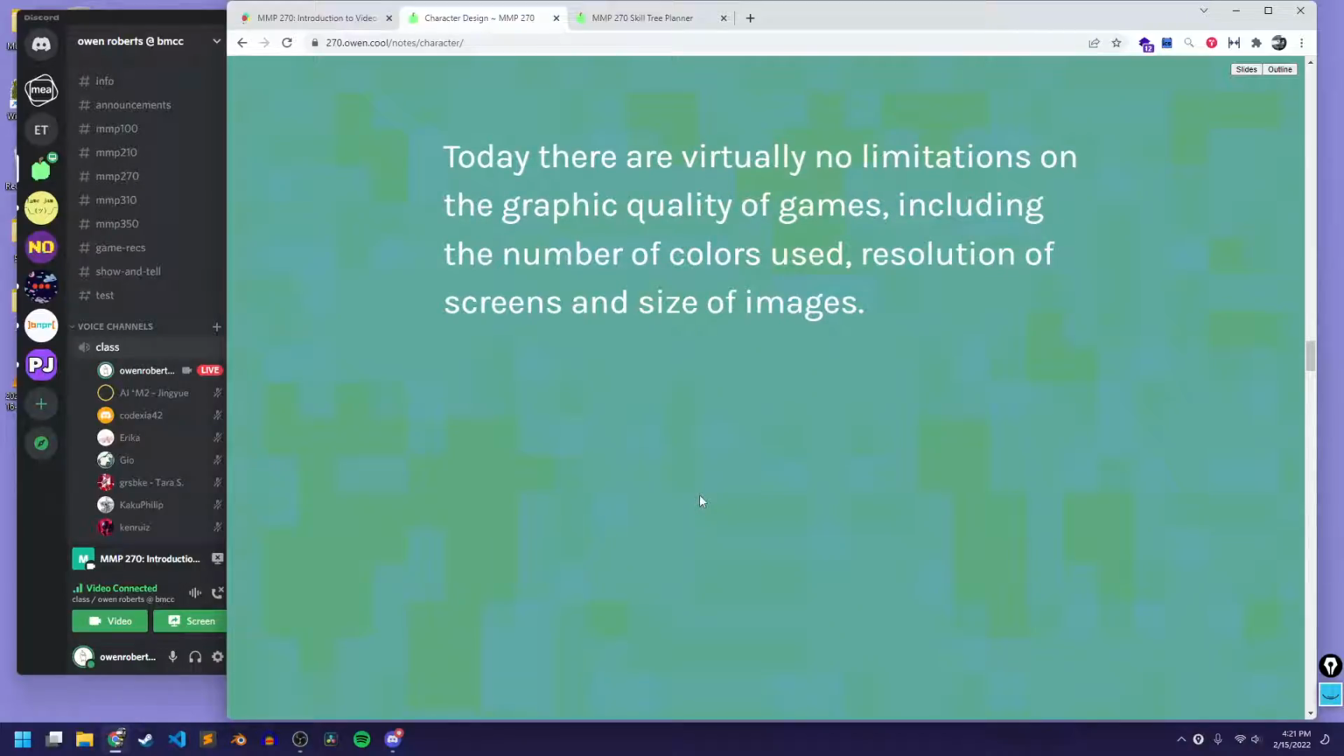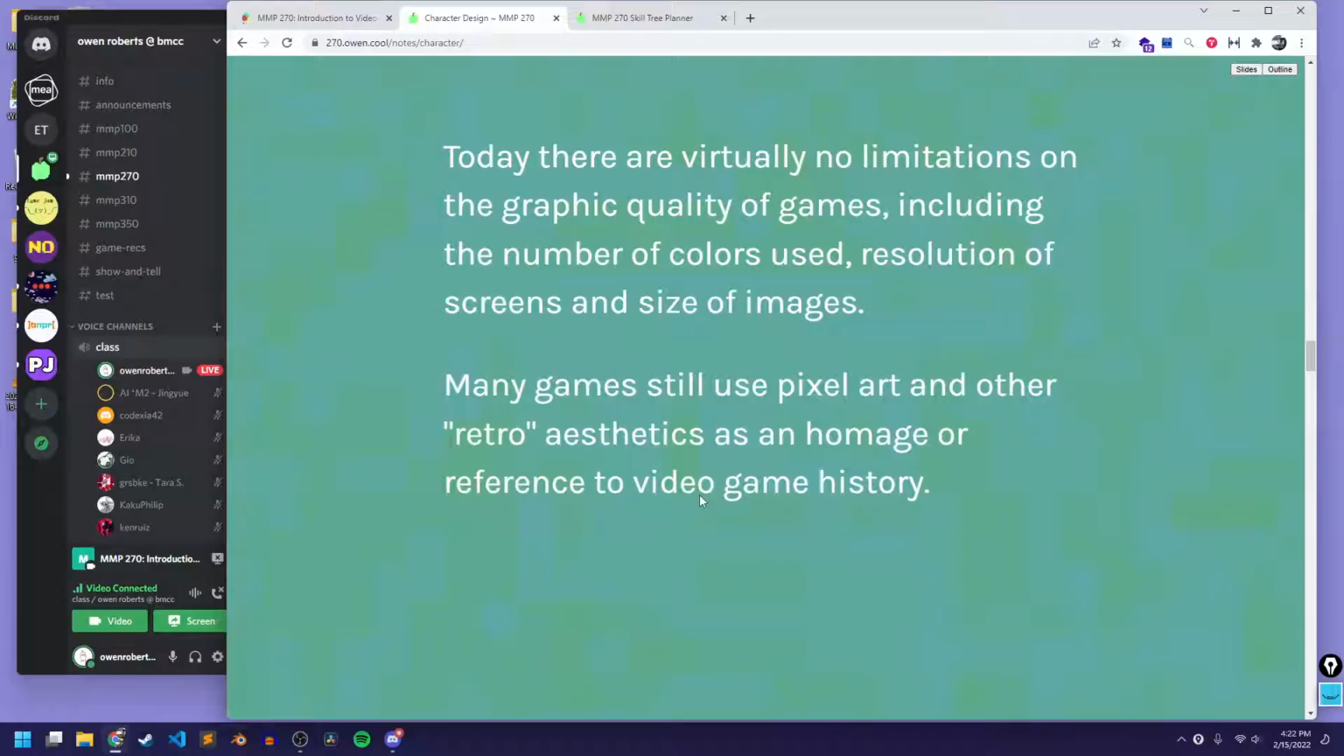So in games that we're building today, there's virtually no limitations on the graphic quality of the game, depending on what kind of system you're using. If you're using a really high-end system, you'll see games that have incredible photorealistic graphics. So we are not constrained by the number of colors or the number of pixels or other things like that. But we still want to make choices, and we might create artificial constraints to help us make choices in our character design.